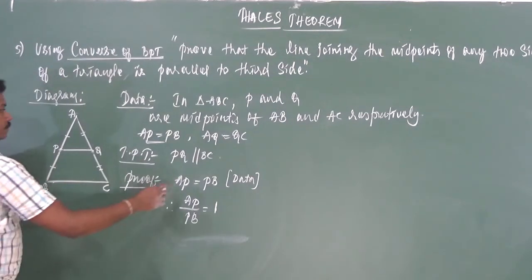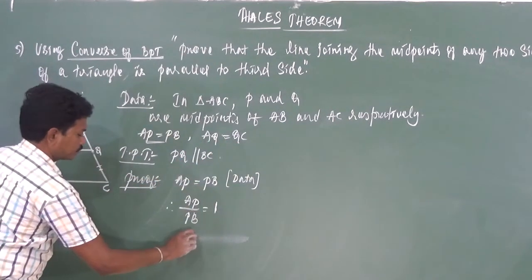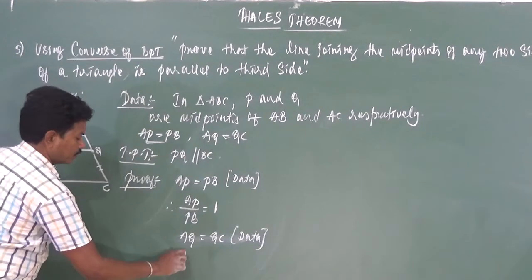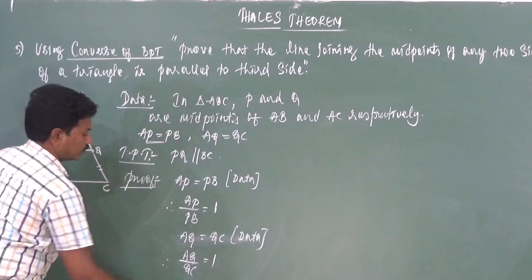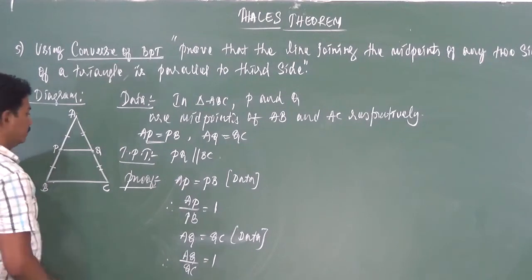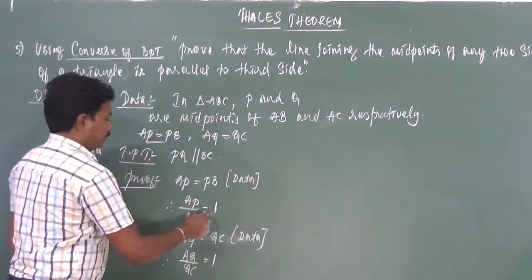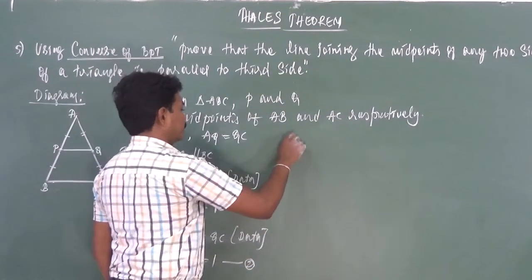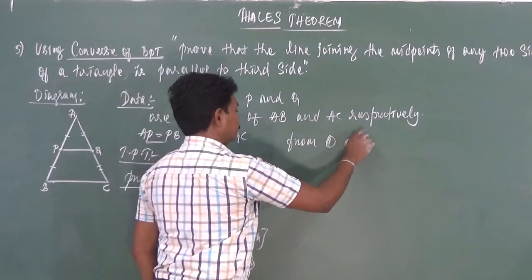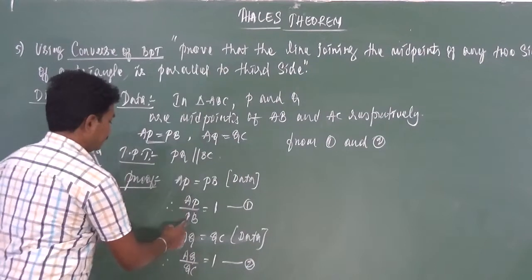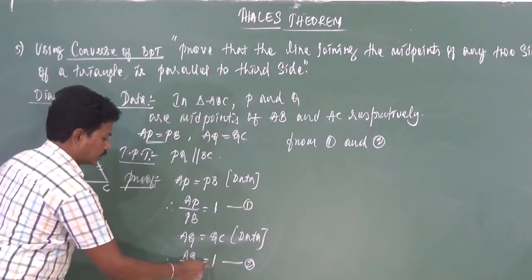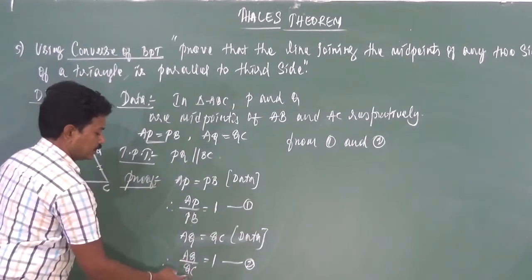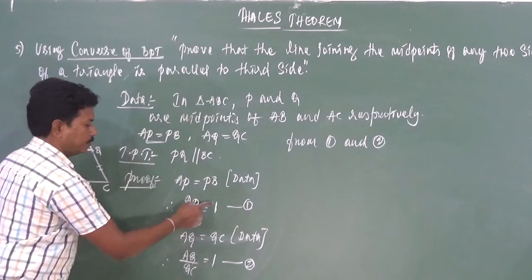In a similar manner, AQ is equal to QC, according to the data. So AQ by QC is also equal to 1. Take AP by PB equal to 1 as equation 1, and AQ by QC equal to 1 as equation 2. From 1 and 2, both ratios are equal to the same ratio, that is 1 by 1 or 1:1.